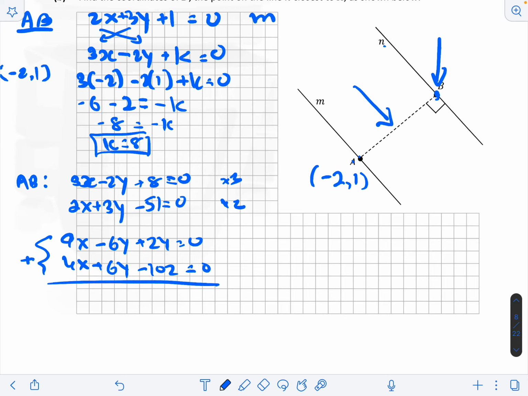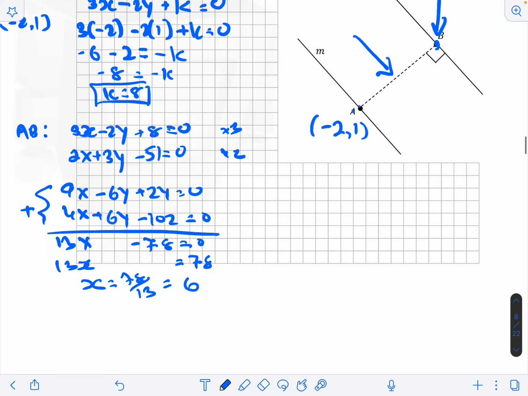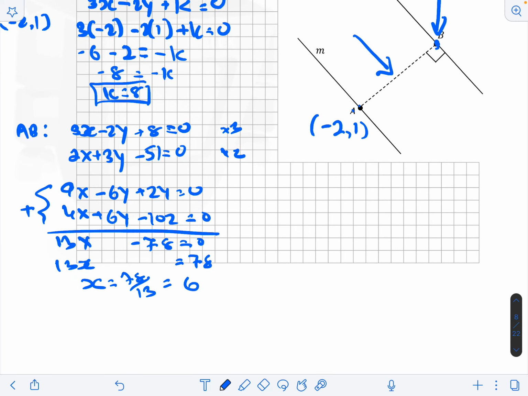I'm going to add these equations to each other, so we get 13x minus 78 equals 0. So 13x equals 78, so x equals 78 divided by 13, and that gives us 6. Okay, so we have our x. Once we have our x, we sub it in to get the y. It doesn't matter which equation, so I'll sub it in, let's say, on the first one.